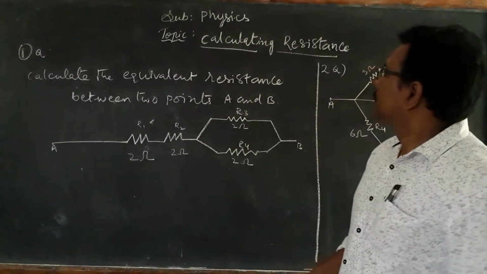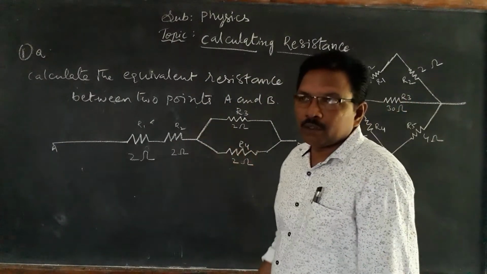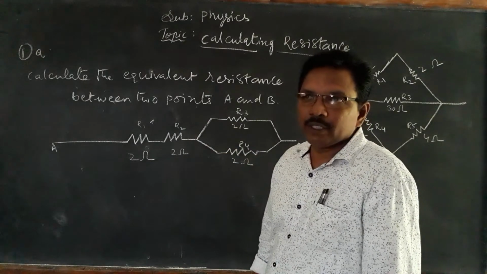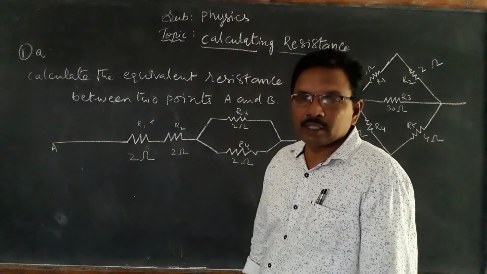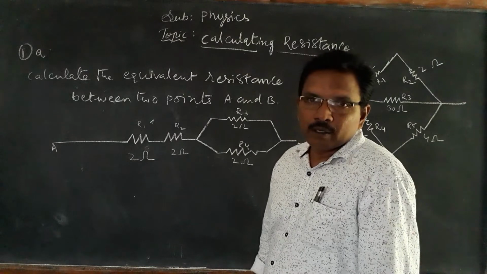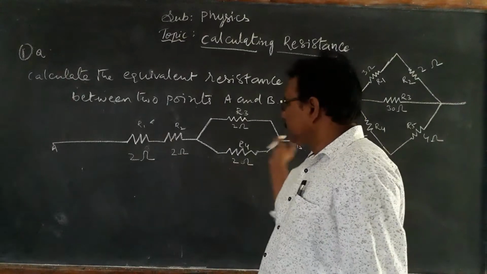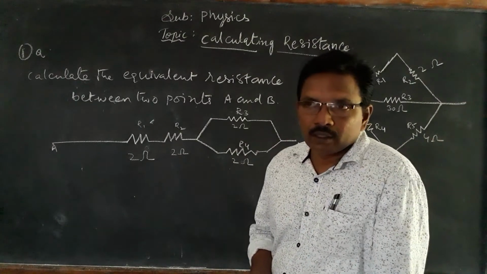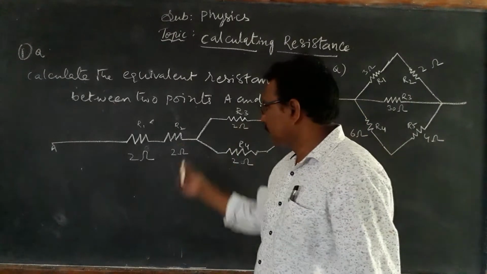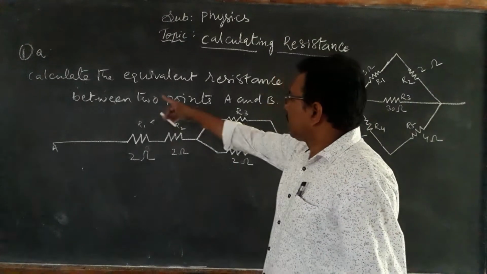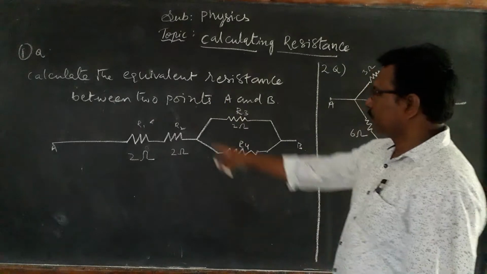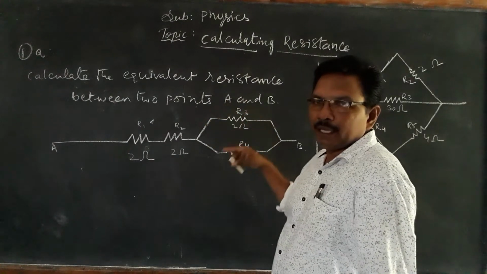In this class, we are learning how to calculate the resistance between 2 points, 2 ends of the circuit. Total resistance between 2 ends of the circuit. How to calculate? See, here one example is given. Calculate the equivalent resistance between 2 points A and B.